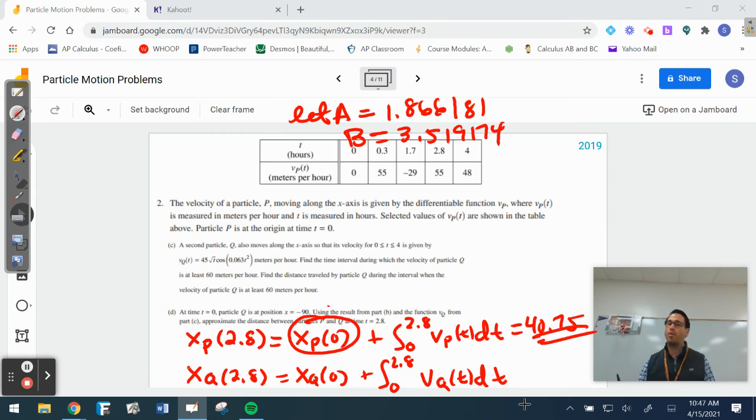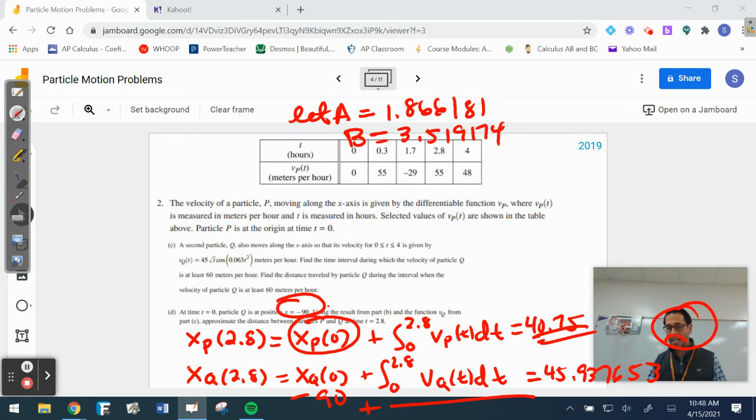No absolute value. When I want to know where we actually are, we need to know not total distance, we need to know the displacement. Now, xq of 0, be very careful. That was -90, right? There was an initial condition, and then you're going to add that, and if you do all that correctly, you get 45.93765. All right. I'm not sad.